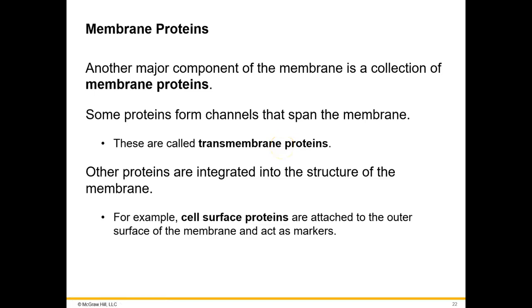Other proteins are also integrated into the structure of the cell membrane. One example of that is cell surface proteins, and these are going to be attached to the outer surface of the membrane and they act as markers. So basically like a name tag saying what kind of cell this is, which could provide information about where that cell should be in the grand scheme of things.